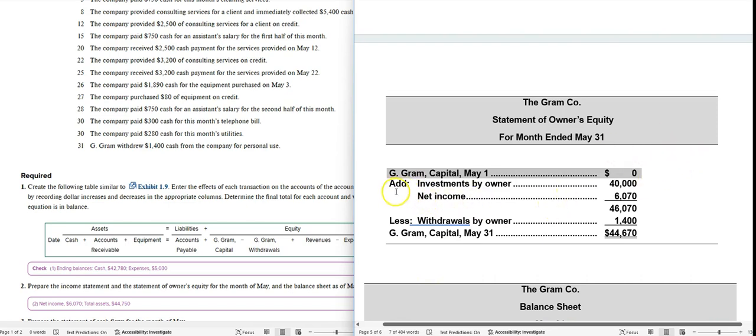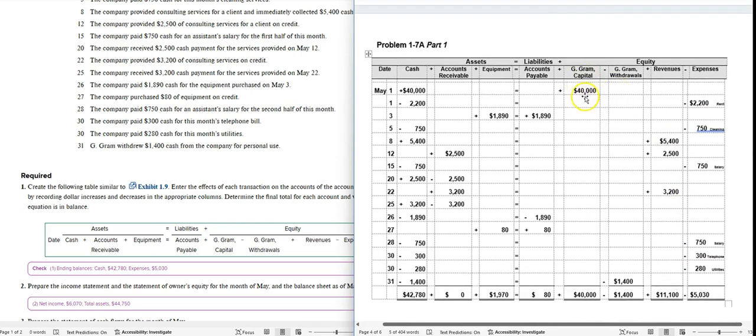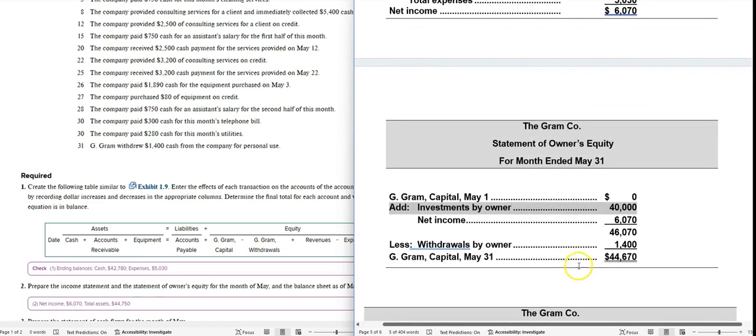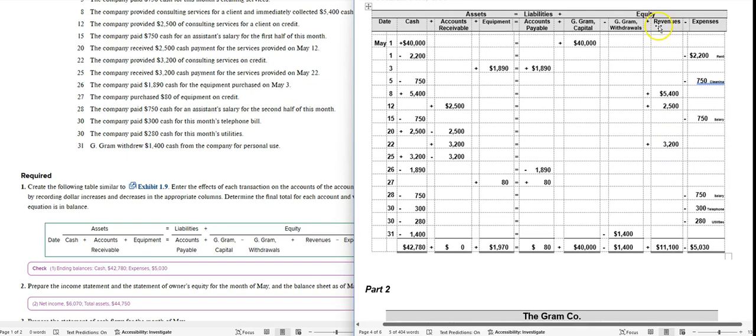The things that increased owner's capital during the month: owner investments. So going back up here, I can see that the owner invested $40,000. That's the balance in the owner's capital account. Nothing else affected owner's capital during the month. So the owner investment increased owner's capital. The other thing that affected owner's capital were the profits, the difference between the revenues and expenses.